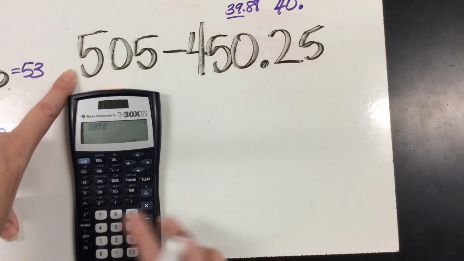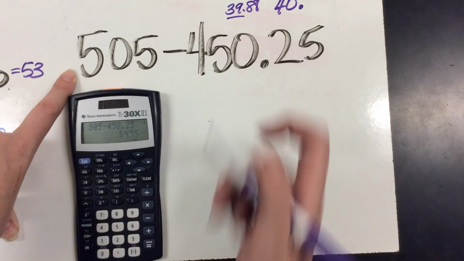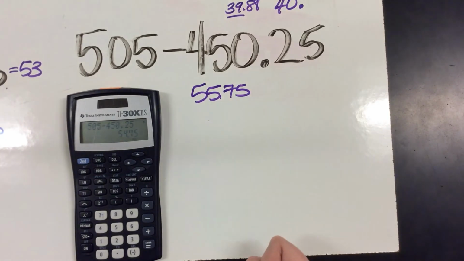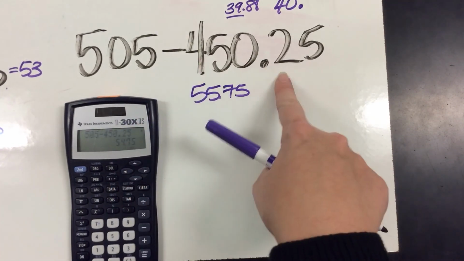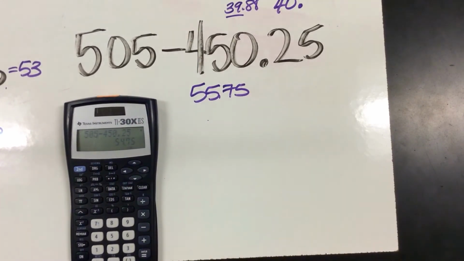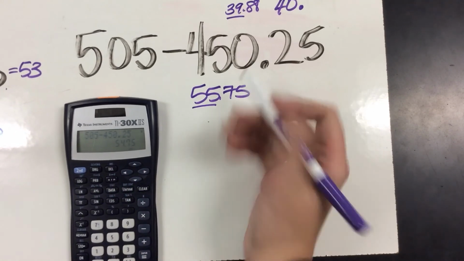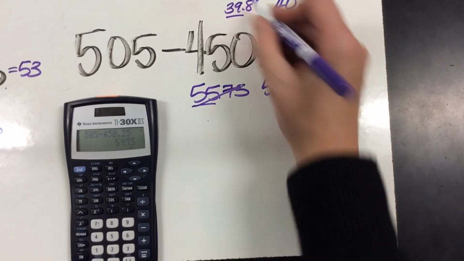Now here we have 505 minus 450.25. We hit enter. So we have 55.75. With that number, we have a whole number. We've got 2 decimal places. That means that my answer has to have a whole number. So I need those 2 digits. The 7 makes the 5 go up to 56.